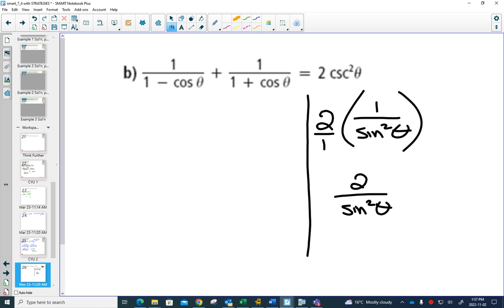But you will be tempted to move it to the bottom when everything else is going to the bottom, right? It's like peer pressure. Hey, we're all going to the bottom. You want to come? The 2 stays.